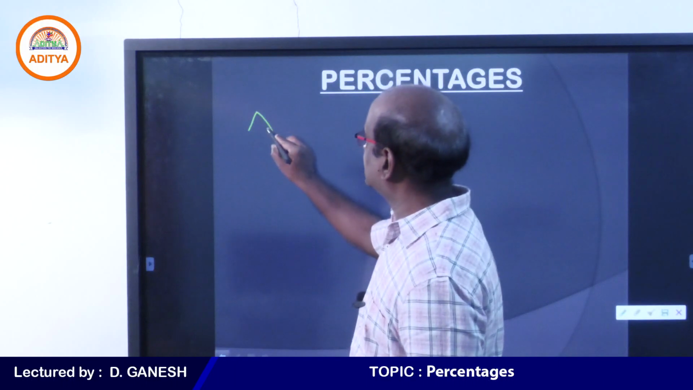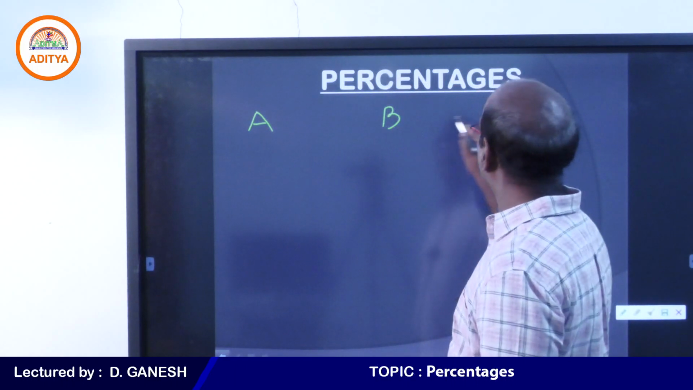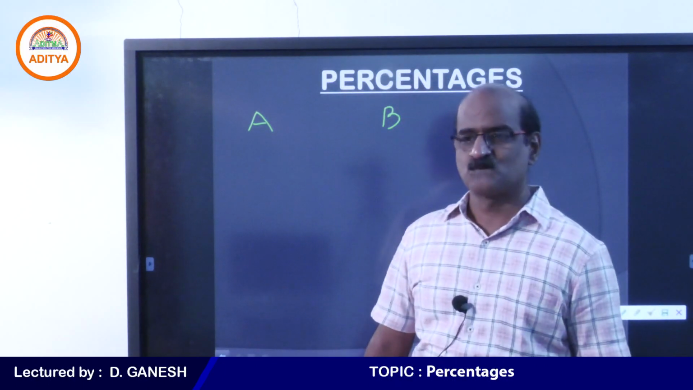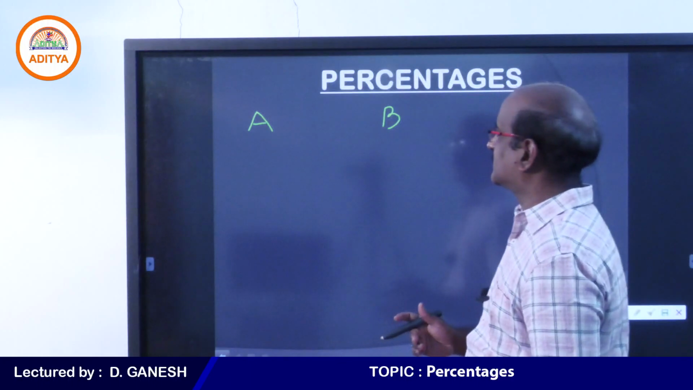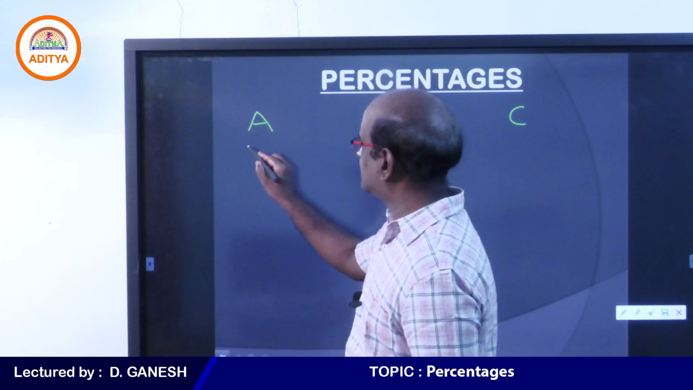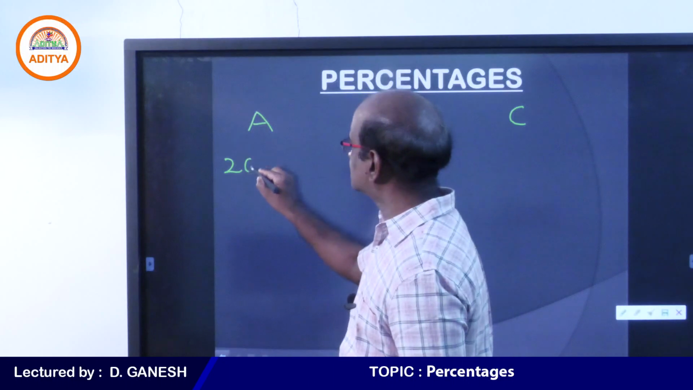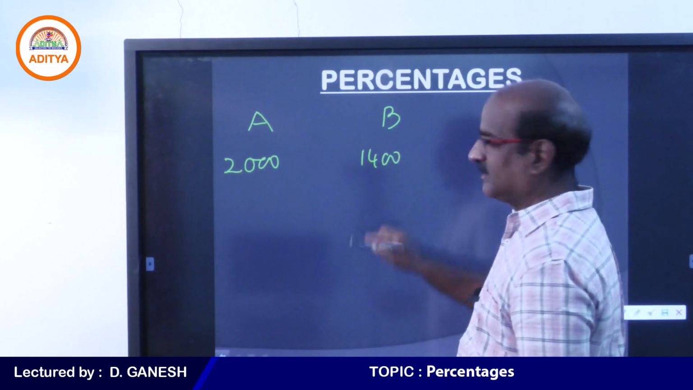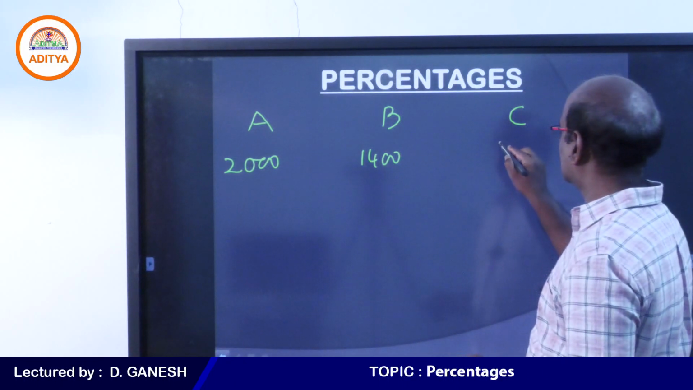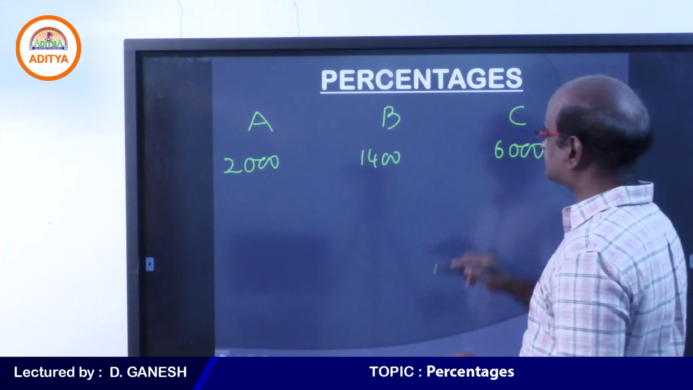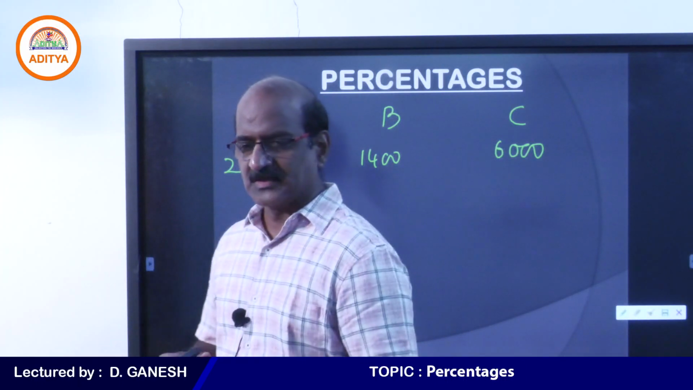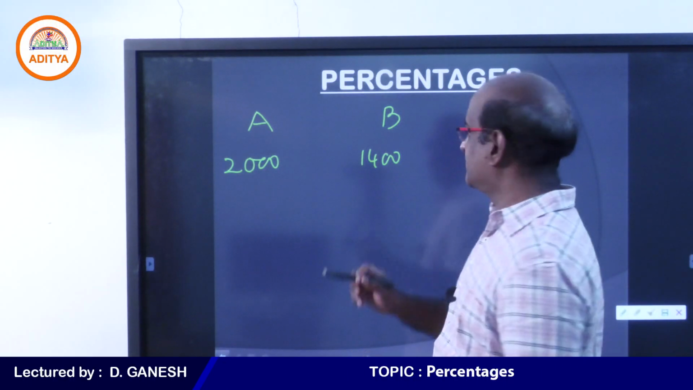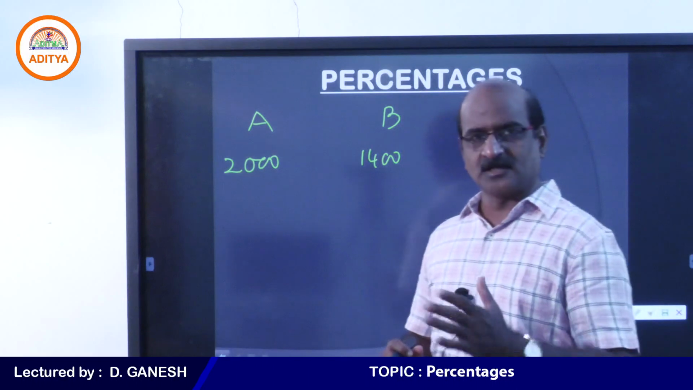There are 3 cities, A, B and C. Let me suppose in city A we have 2,000 population, in city B we have 1,400, and in city C we have around 6,000 population. So in 3 different cities, A, B, C, we have population something like this. Now just listen to me.